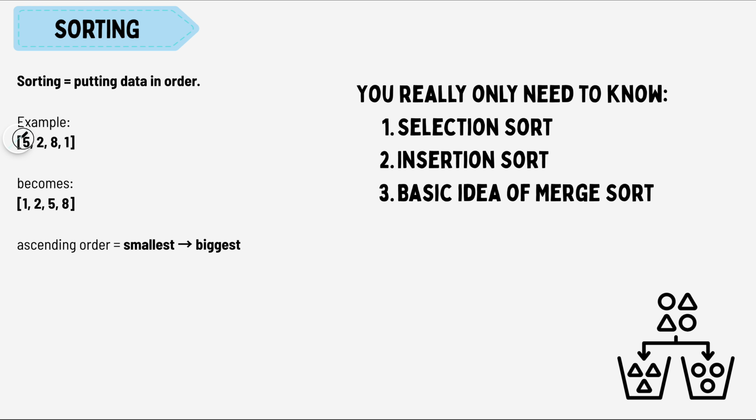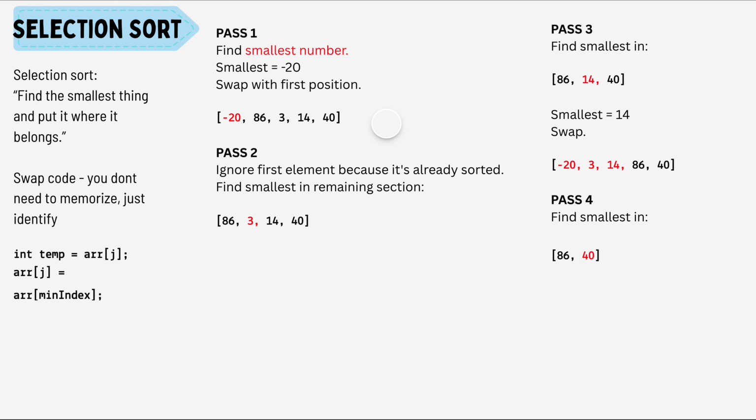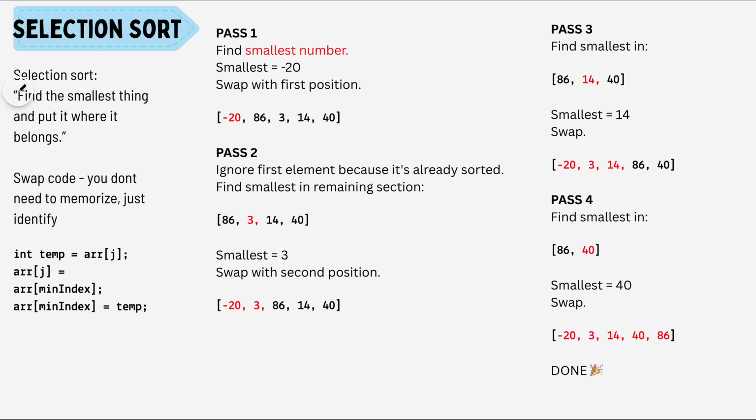Sorting goes from this messy one to the neat one, from biggest to smallest. There are 3 types of sorts that we would need to know for CSA. First one is selection sort. Now this is where we find the smallest thing and put it where it belongs. It's like swapping things, right? So if the code asks us to use selection sort, it's like swapping things.